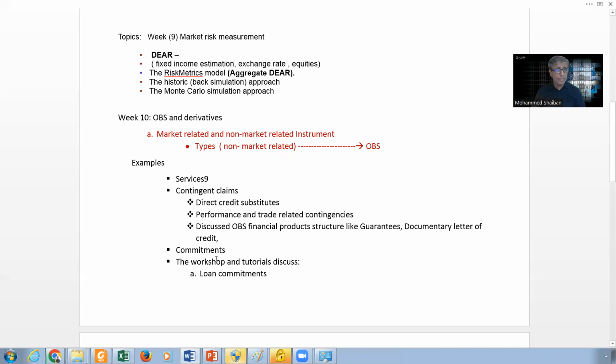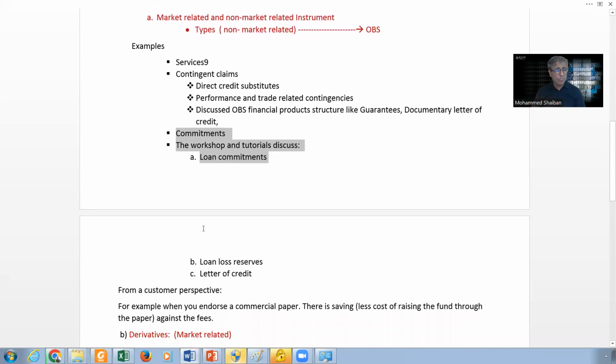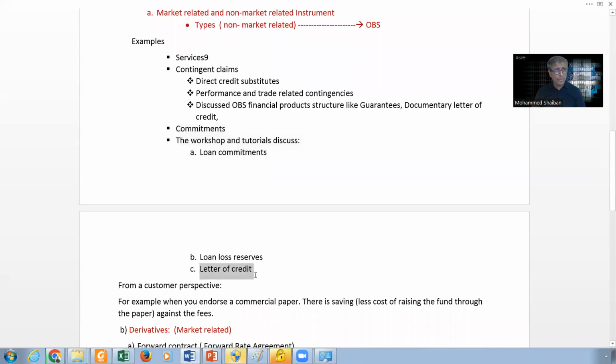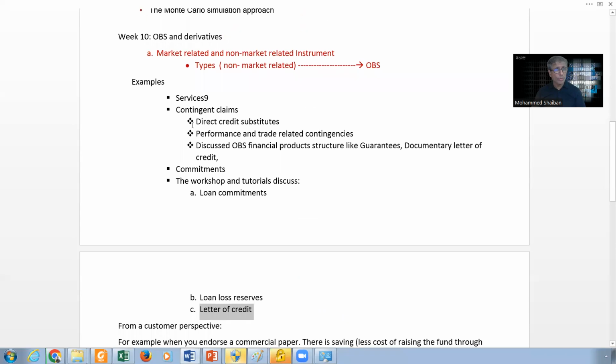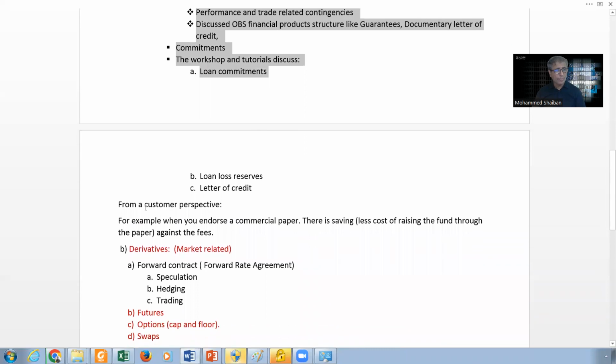I think here I just talked about loan commitment, loan reserve, and letter of credit. For example, is a letter of credit non-market related or market related? When we have non-market related, we have all of those, including the commitment. But then I think we have a problem when we have a guarantee from the bank.